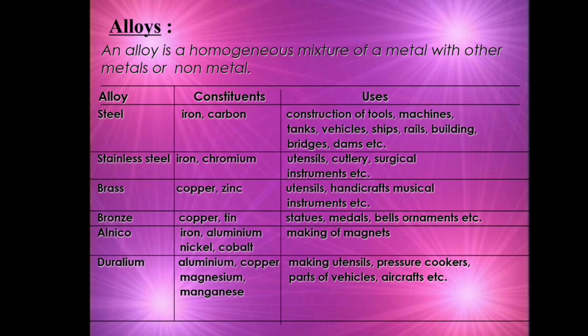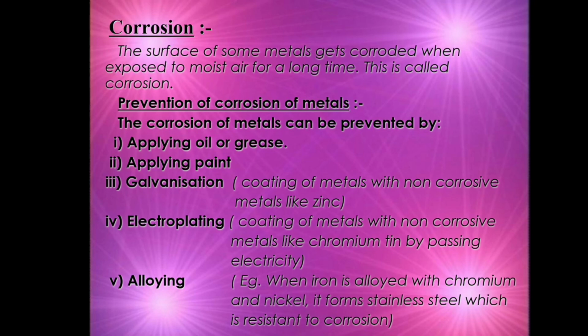Then other alloy is bronze. Constituents are copper and tin. Its uses are statues, medals, bells, ornaments, etc. Then alnico. Its constituents are iron, aluminium, nickel and cobalt, and it is used in making of magnets.